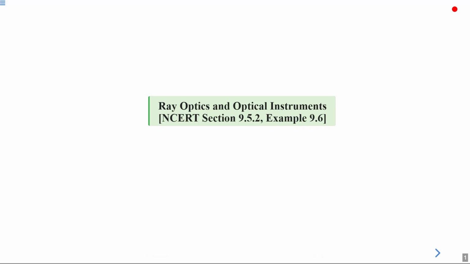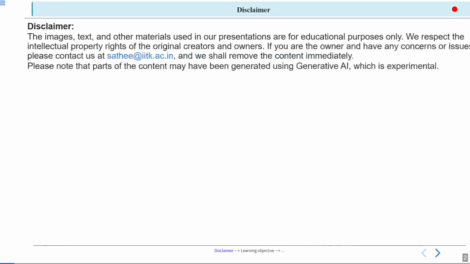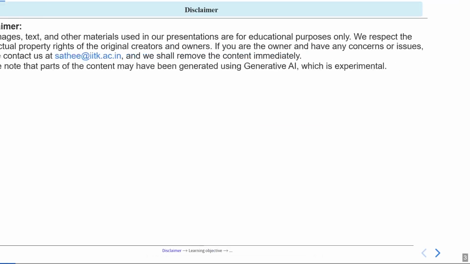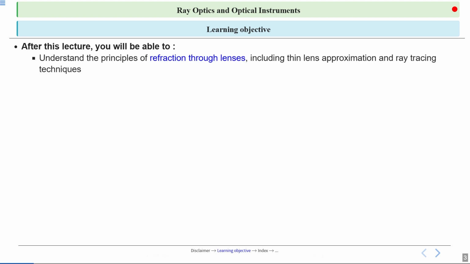So today we are going to discuss NCERT section 9.5.2 and example 9.6 of chapter Ray Optics and Optical Instruments. So this is the disclaimer. After this lecture you will be able to understand the principles of refraction through lenses. So far we have discussed refraction through spherical surfaces. Now today we are going to discuss refraction through lenses, including thin lens approximation and ray tracing techniques.